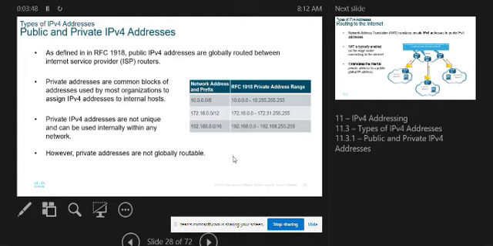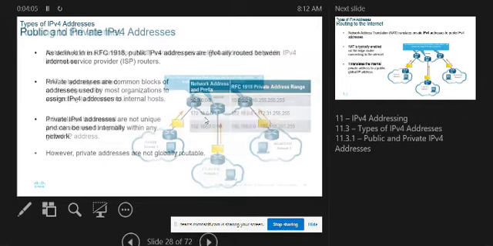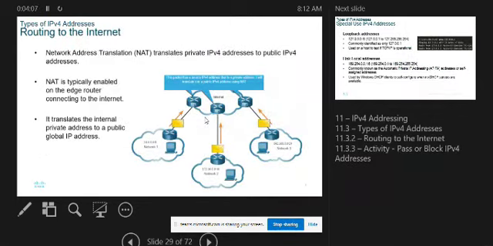So all these are usable by us. Which one you use is your choice, because we're the administrators. We'll be able to put whatever we want. But we know we can't let these things directly out on the internet. We have to use something called NAT if we want our machines to be allowed out to the internet. So you can see NAT is typically enabled on the edge router, connecting us to the internet, talking to the ISP so we can translate those numbers.